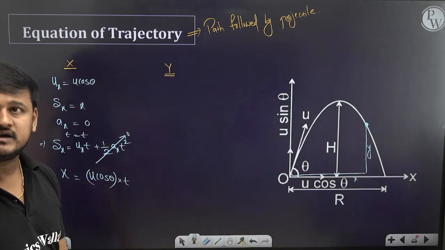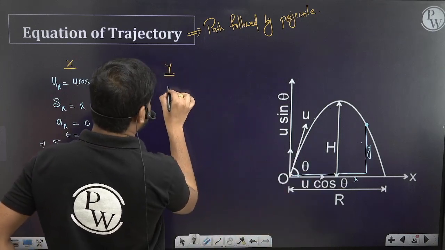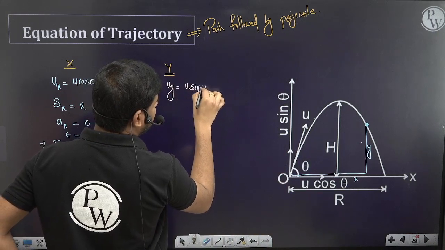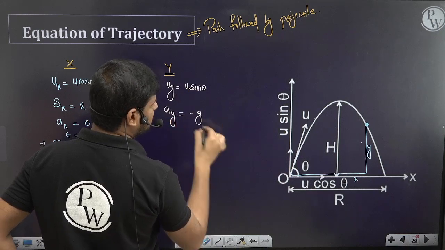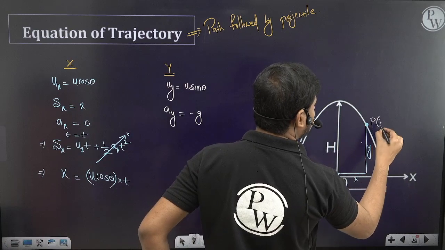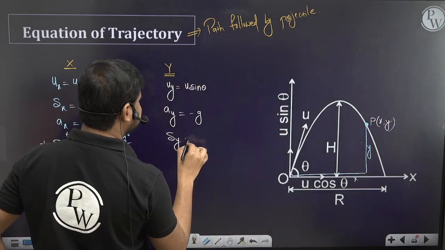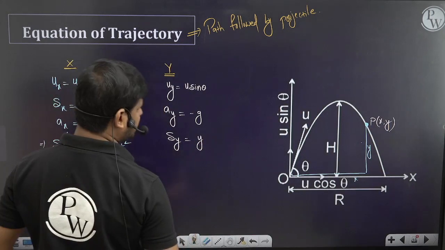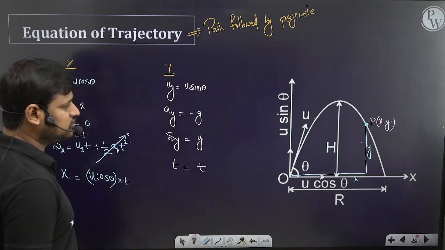Okay. Now let's see the y direction. We have the initial velocity in the y direction as u sin theta, and we know that the acceleration in the y direction is going to be minus g. To reach from here to here, let's suppose this is some point P (x, y). So in the y direction it has reached some distance y, right? The time taken from here to here, let it be t equals t.